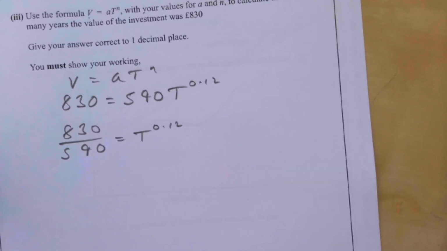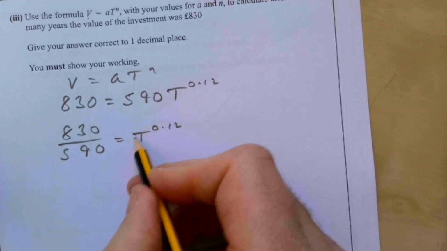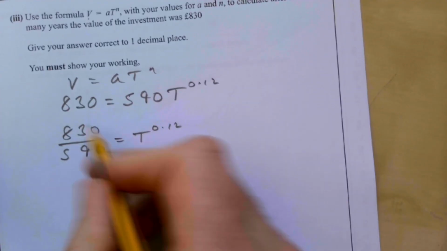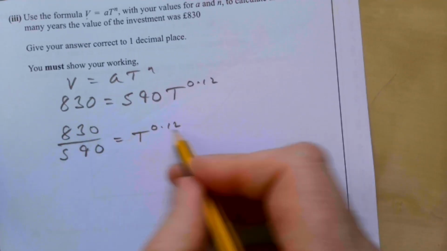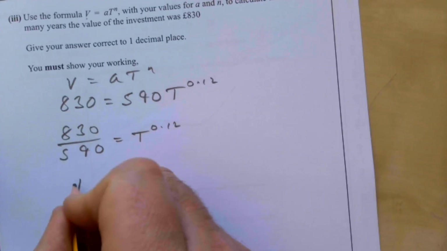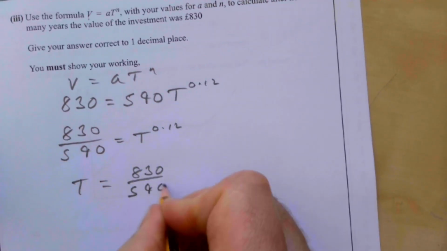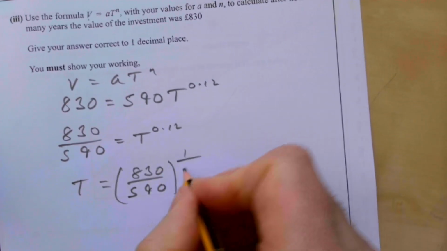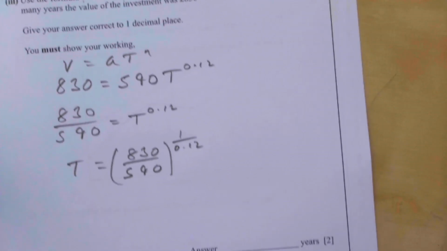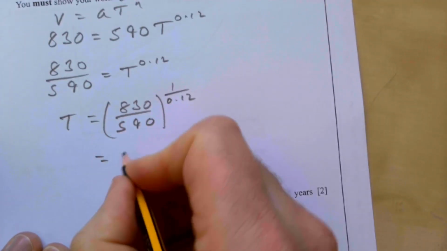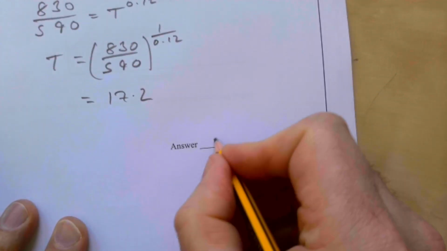Again, you can do logs of both sides here or whatever you want, but I'm going to do the power of 1 over. Say you had t cubed there, I'd have to put this to the power of a third. If you have t to the power of 4, I'd have to do this to the power of a quarter. So I have the 0.12, so I'm going to go to the power of 1 over 0.12. So it's 830 over 590 to the power of 1 over 0.12. Again, I hope you've seen something like that before. And if you put that in your calculator, you'll get 17.2.